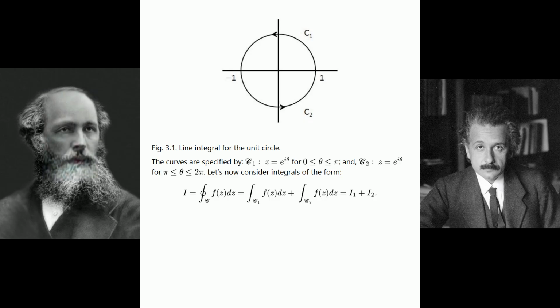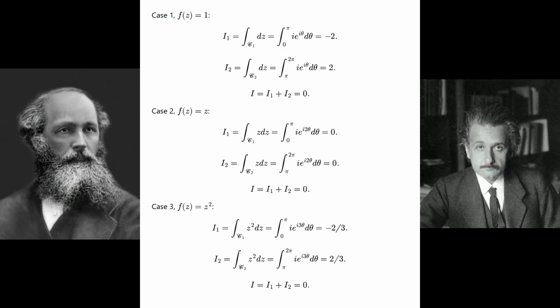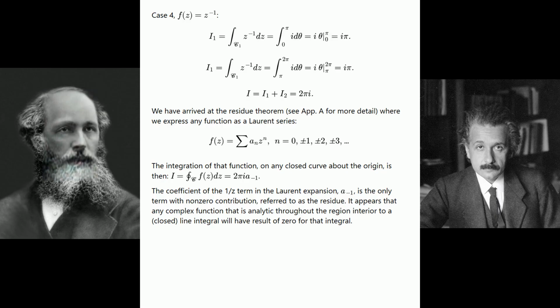Let's now consider integrals of the form, see the next equation. Case 1, f(z) = 1. See the following group of equations. Case 2, f(z) = z. See the following group of equations. Case 3, f(z) = z². See the following group of equations. Clearly, for f(z) = zⁿ for n > 2, we will also have I = I₁ + I₂ = 0. For negative integers, this relation will also hold, except for n = -1. Case 4, f(z) = z⁻¹. See the following group of equations.